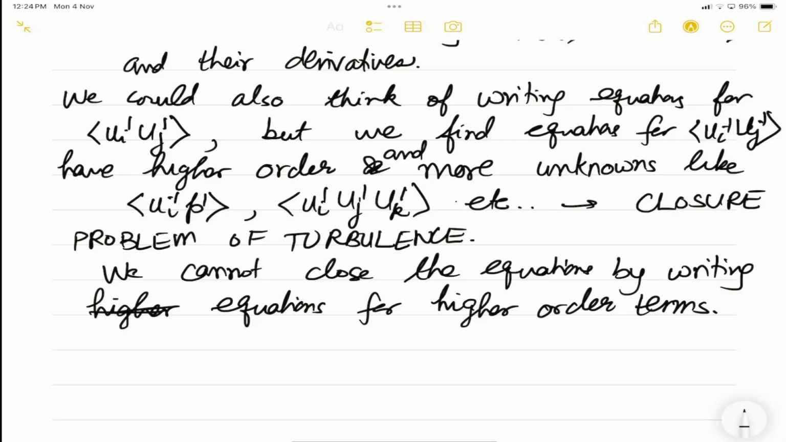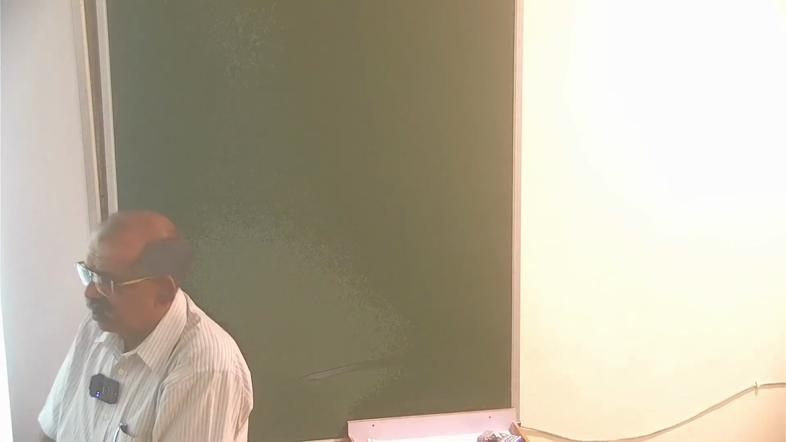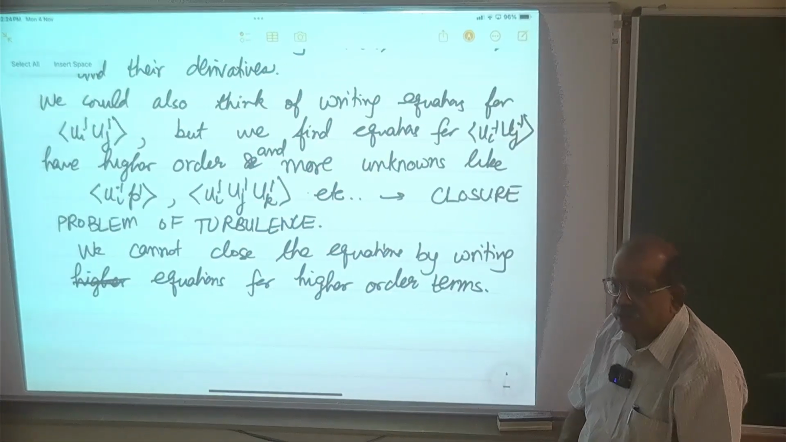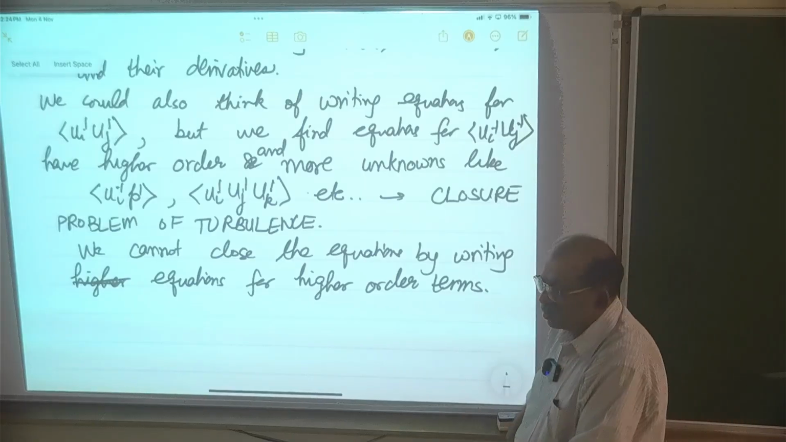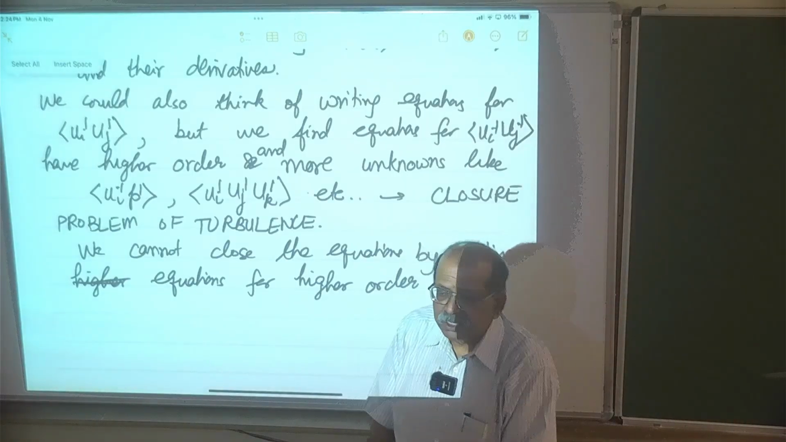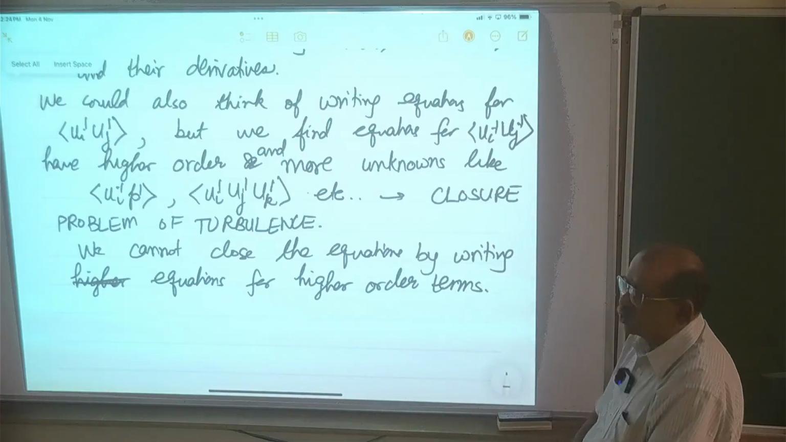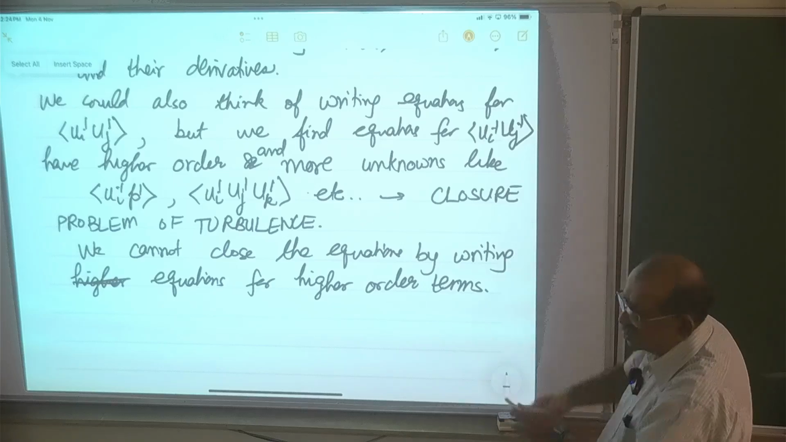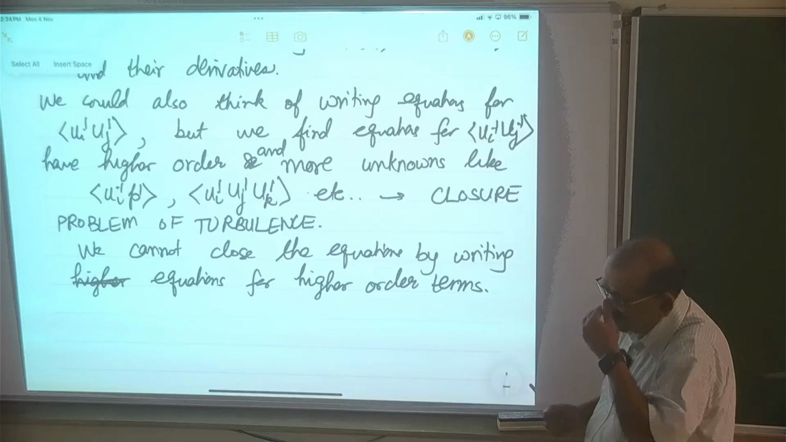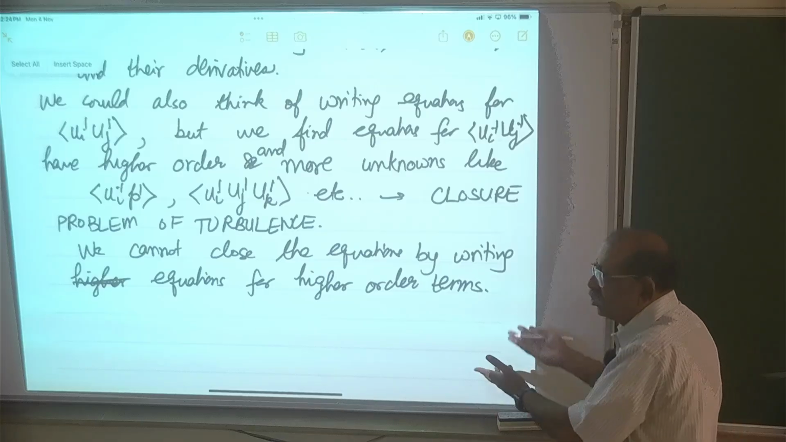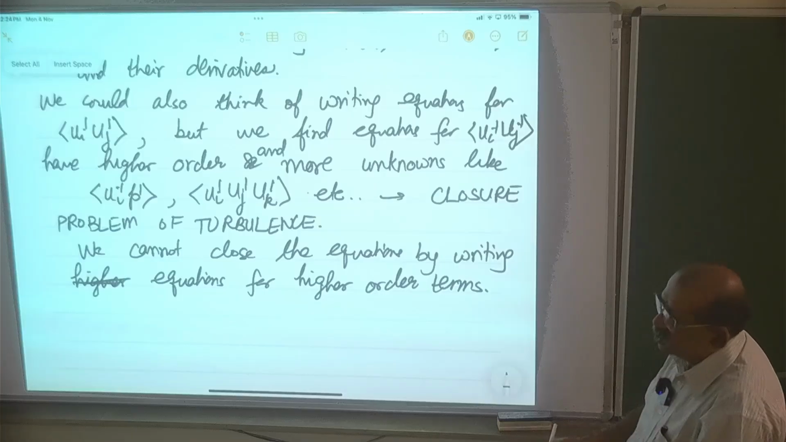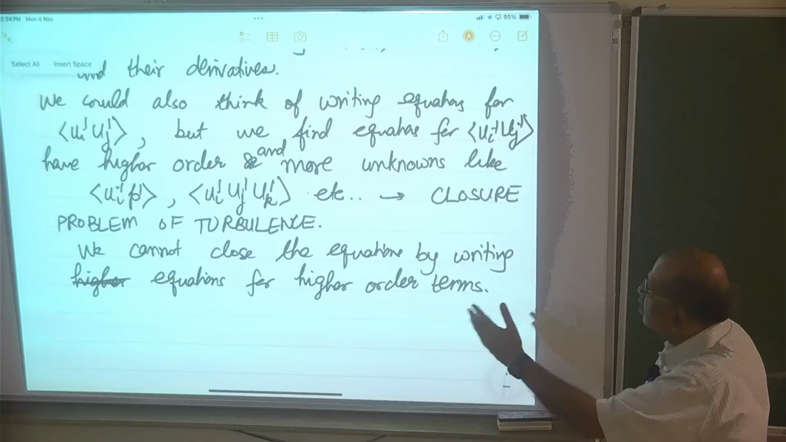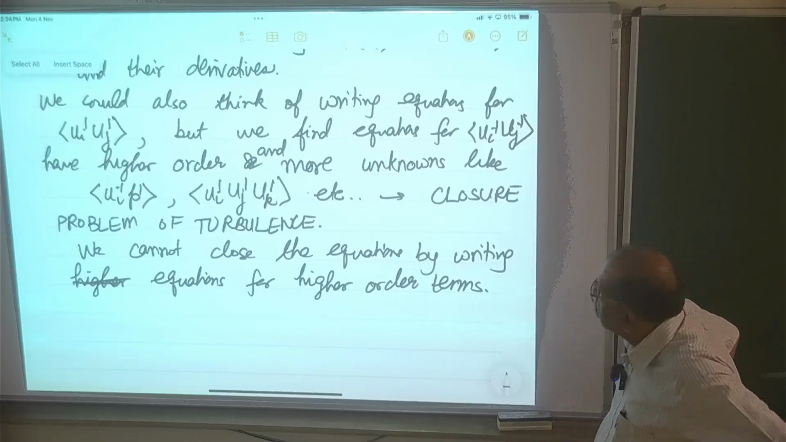So all what I have said, I have written here, and I have explained what is the closure problem. Often you may encounter, when you come for a PhD interview as master's students, that we may ask you what is the closure problem of turbulence. Then you say that we try to close by writing the second order equation. First we write the equation for the mean, which contains ui prime uj prime. We write the equation for ui prime uj prime. It contains even higher order terms, and this doesn't end, and so that is the closure problem.